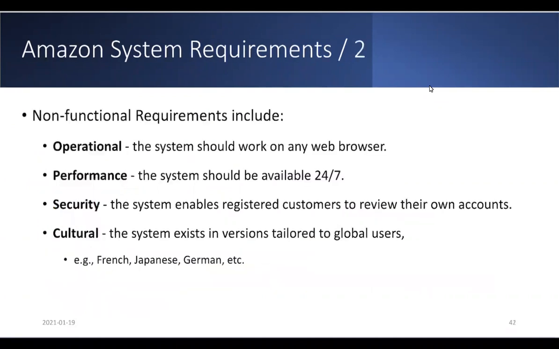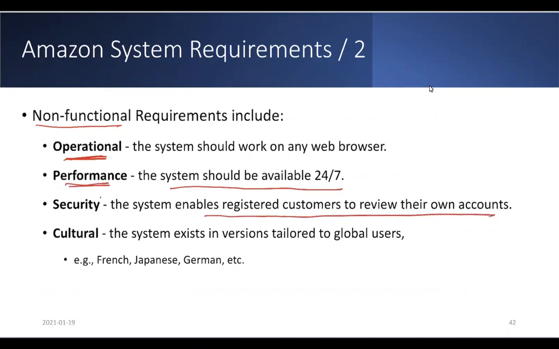If we are looking into non-functional requirements for the Amazon website, the system should work on any web browser. This is mainly the operational non-functional requirement of the website. The system should be available 24/7. This is a performance requirement. The system enables registered customers to review their own accounts. This is a security requirement, so this is another non-functional requirement.